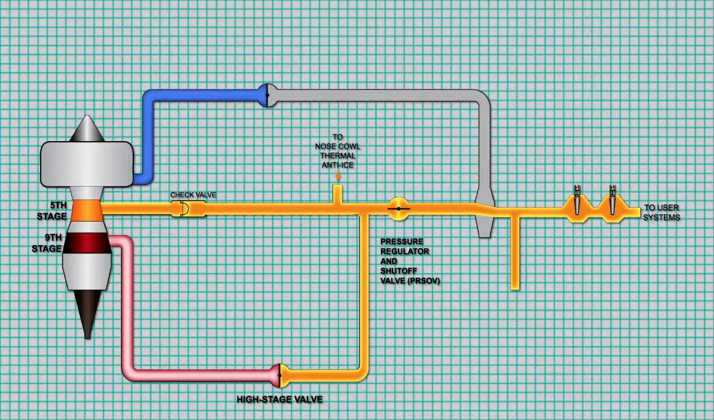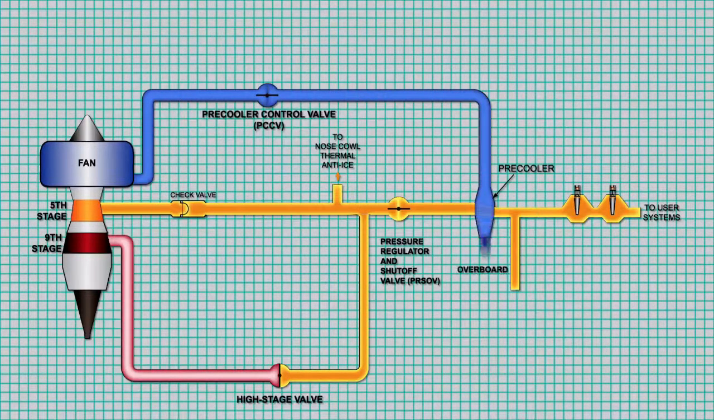Note that bleed air is extremely hot and must be cooled before being sent to the AC packs. The pre-cooler is an air-to-air heat exchanger that uses engine fan air to cool the bleed air. Note that the system is controlled using a series of valves, temperature sensors, and pressure sensors.